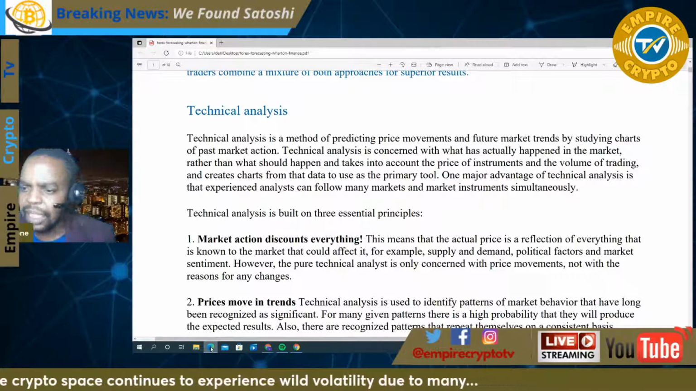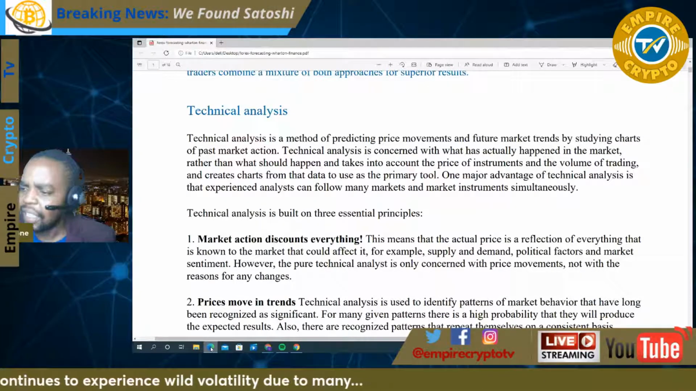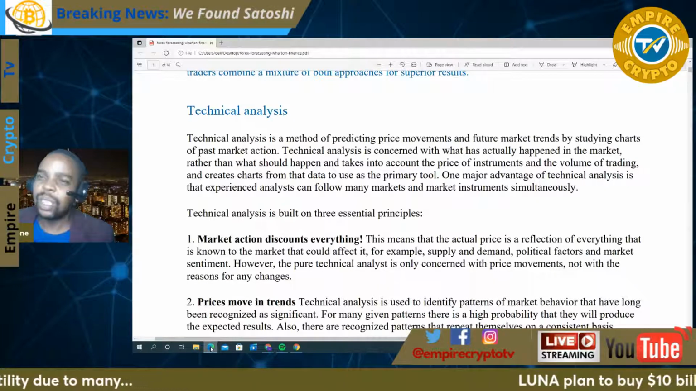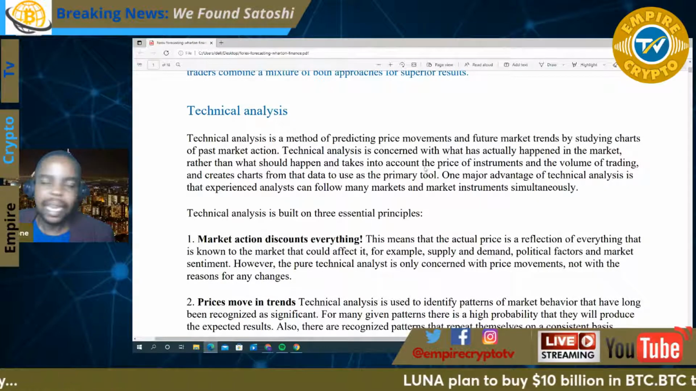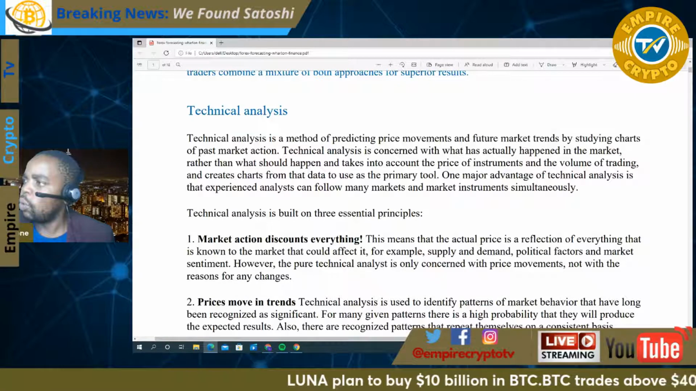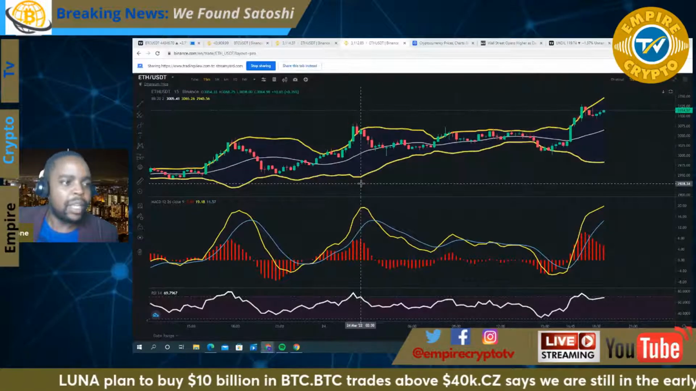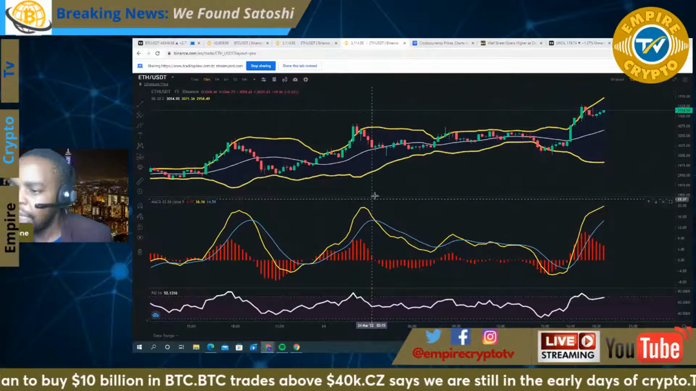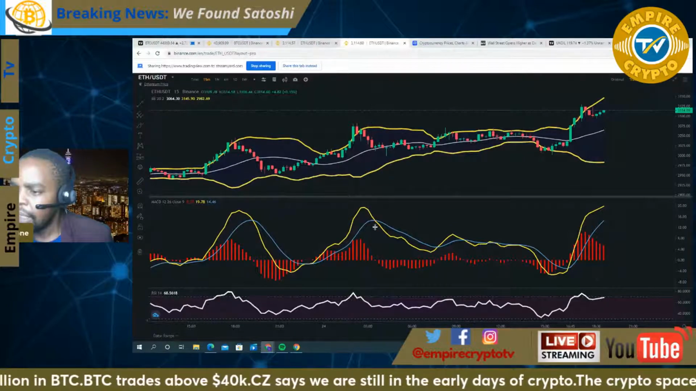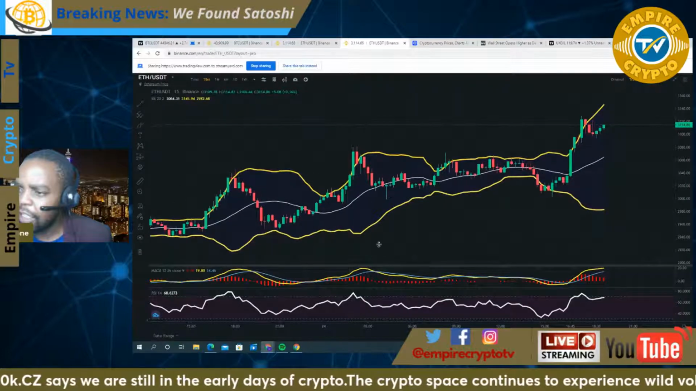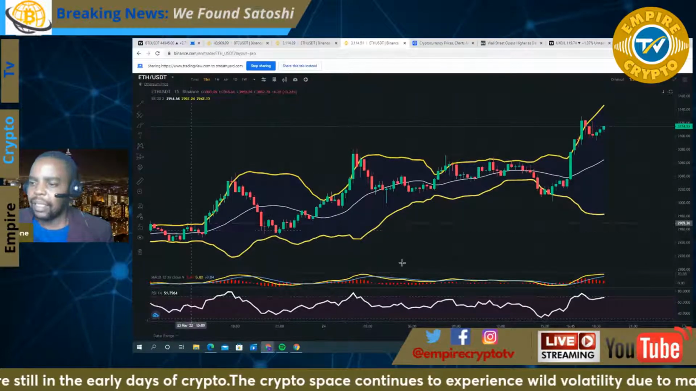Technical analysis is built on 3 essential principles. I will not go through those principles, but I want us to go through the indicators that I have shown to you right there. On the top right there, I have my Bollinger Bands. Let me just drop it. I just want to make it a lot clearer than it should look like. Now, as you can see, this is the Bollinger Bands as a whole.